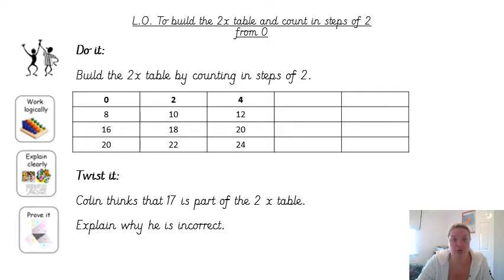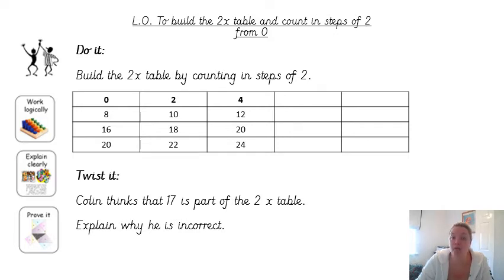So what you've got to do is build the 2 times table by counting in steps of 2. So you've got to write the next 2 numbers. So it goes 0, 2, 4. What comes next? Obviously, I'm not going to tell you the answers. Then on the next line, you're going to write 8, 10, 12. What comes next?